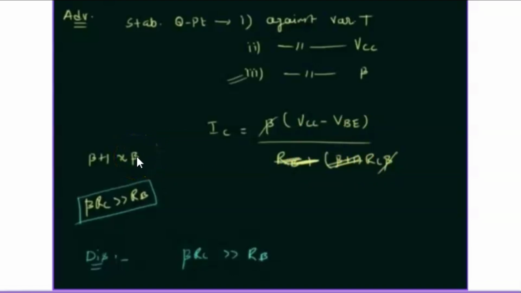Now here we are going to approximate the value of beta plus 1 to beta. So here in the denominator, हम लोग रह जाएंगे by (RB plus RC times beta). Now here we are going to consider another assumption, that is beta times RC is much greater than RB. So इस case में you can see that हमारा beta will get cancelled and our collector current is now independent of beta. Now let us talk about the disadvantage.